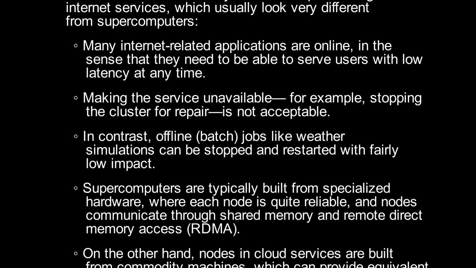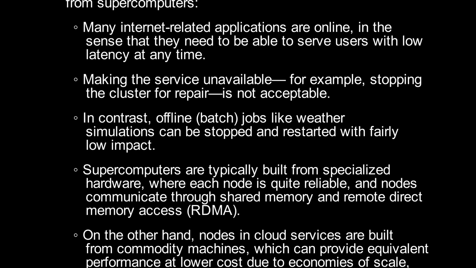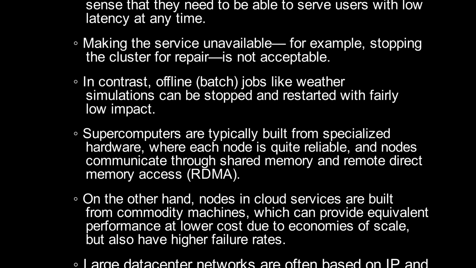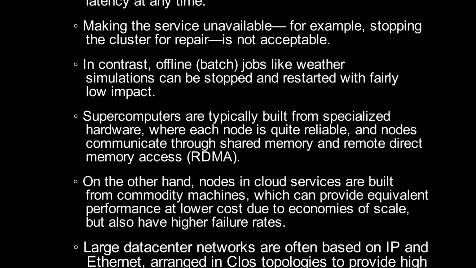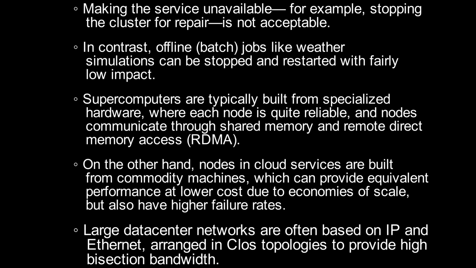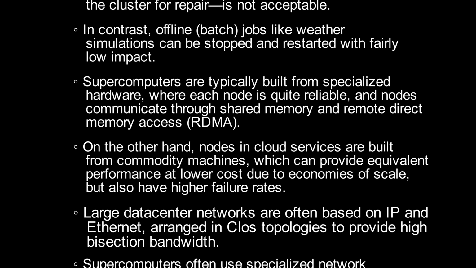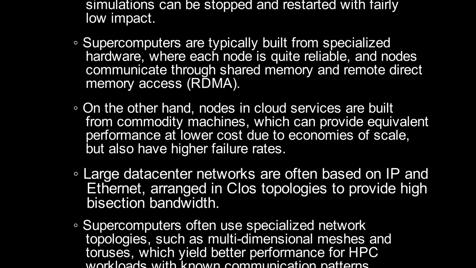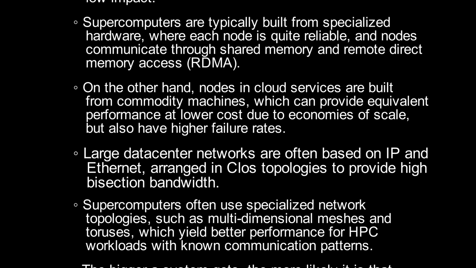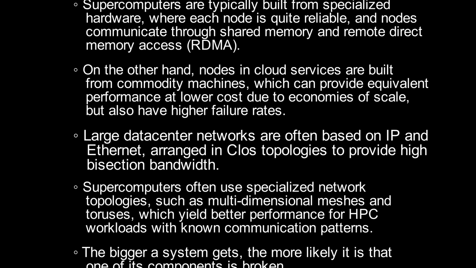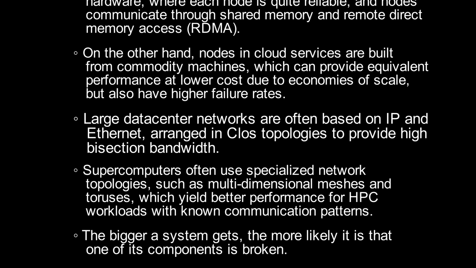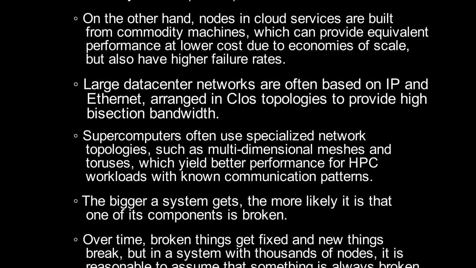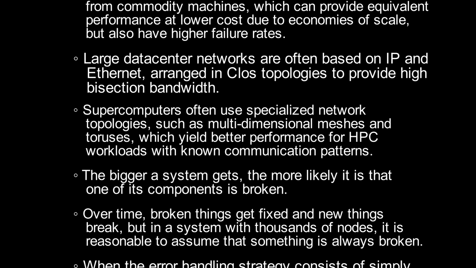Supercomputers are typically built from specialized hardware, where each node is quite reliable, and nodes communicate through shared memory and remote direct memory access (RDMA). On the other hand, nodes in cloud services are built from commodity machines, which can provide equivalent performance at lower cost due to economies of scale, but also have higher failure rates. Large data center networks are often based on IP and Ethernet, arranged in Clos topologies to provide high bisection bandwidth. Supercomputers often use specialized network topologies, such as multi-dimensional meshes and toruses, which yield better performance for HPC workloads with known communication patterns.